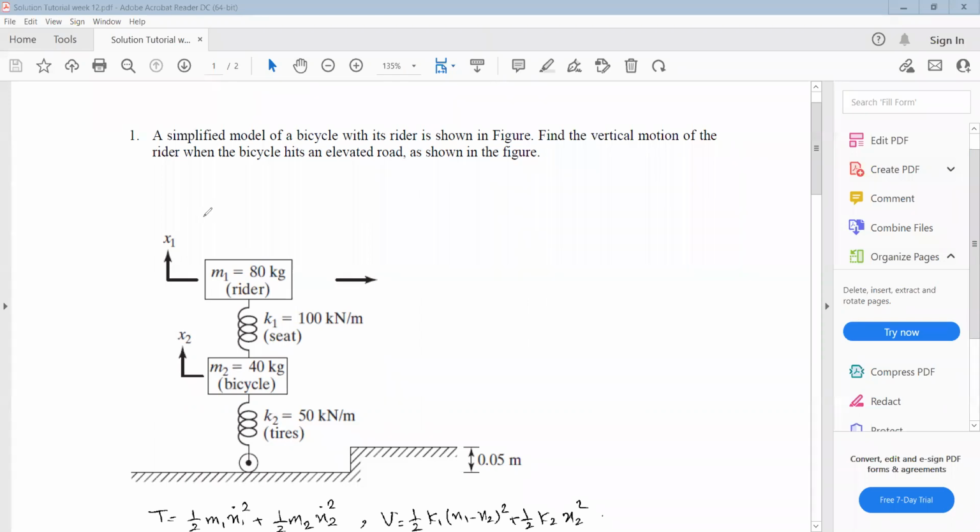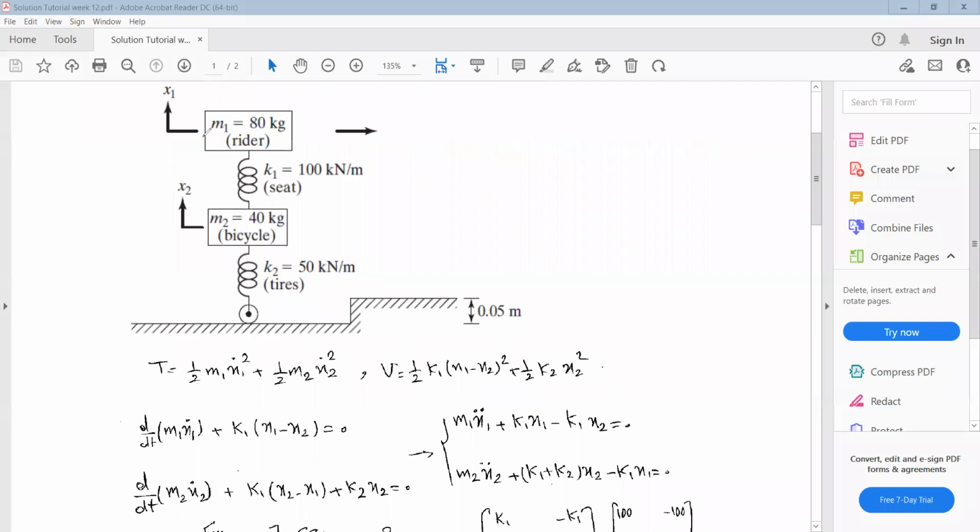of 2 degrees of freedom. The coordinates can be considered x1 and x2, and the system is subjected to, in fact, a step function with amplitude 0.05. So we need to extract the equation of motion for this system.